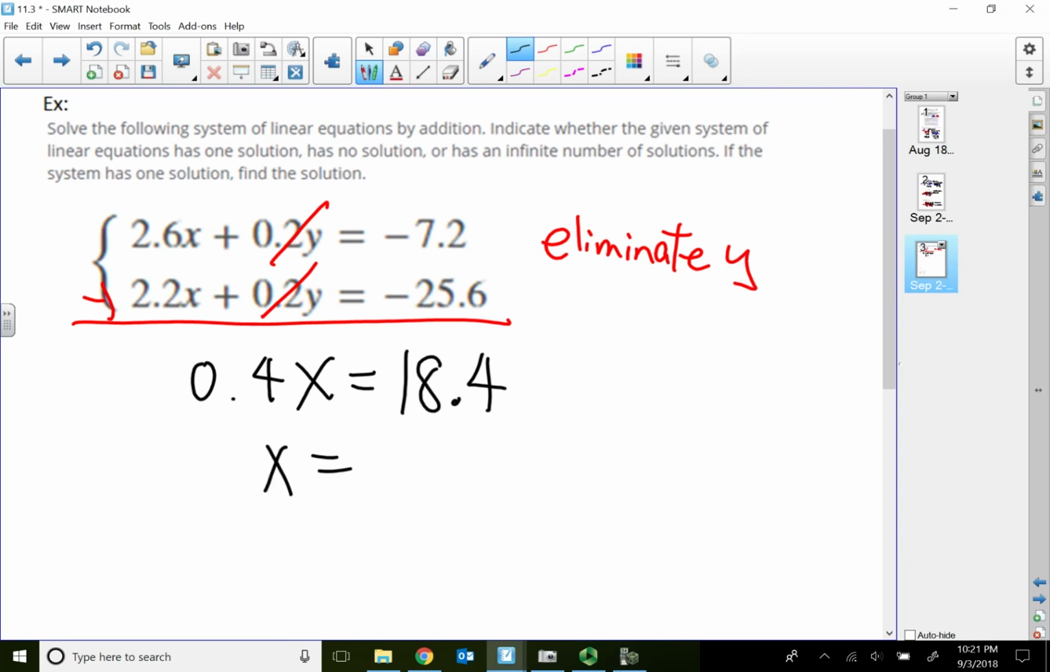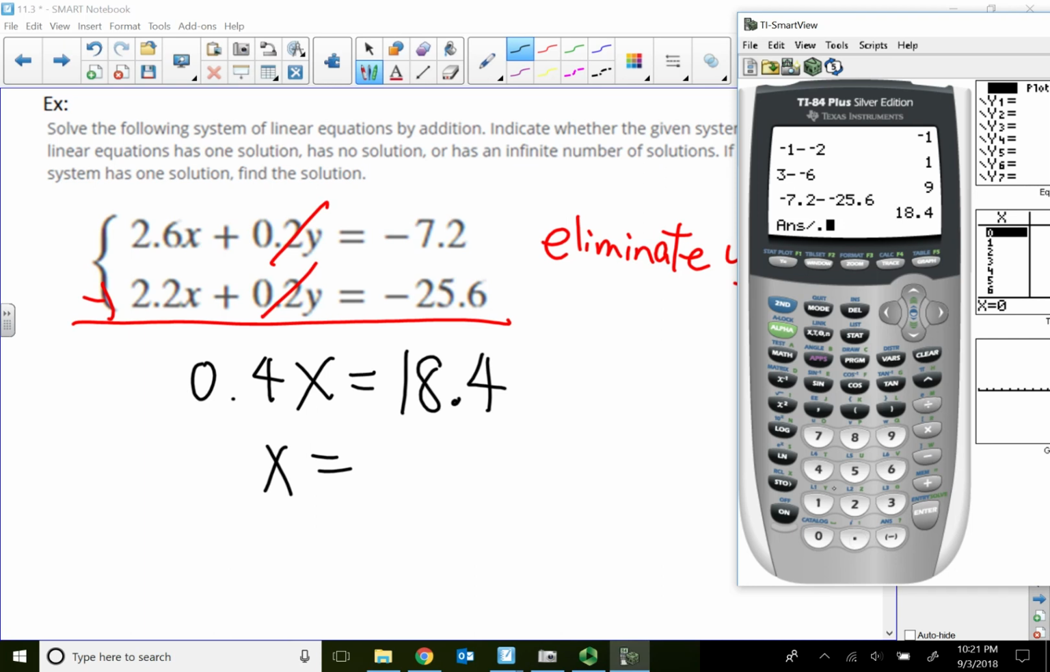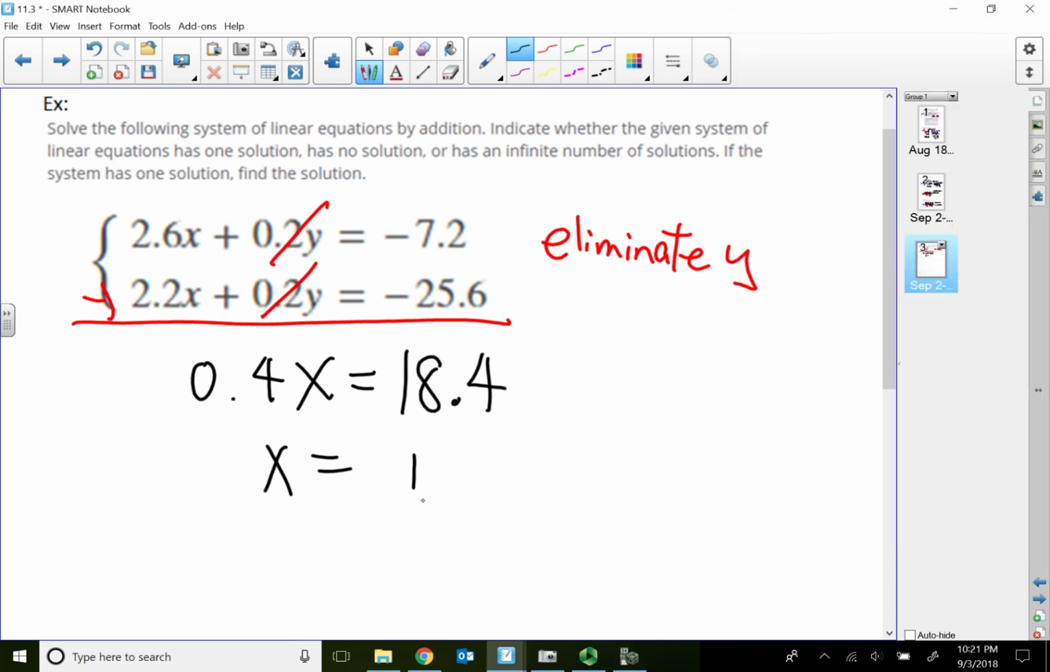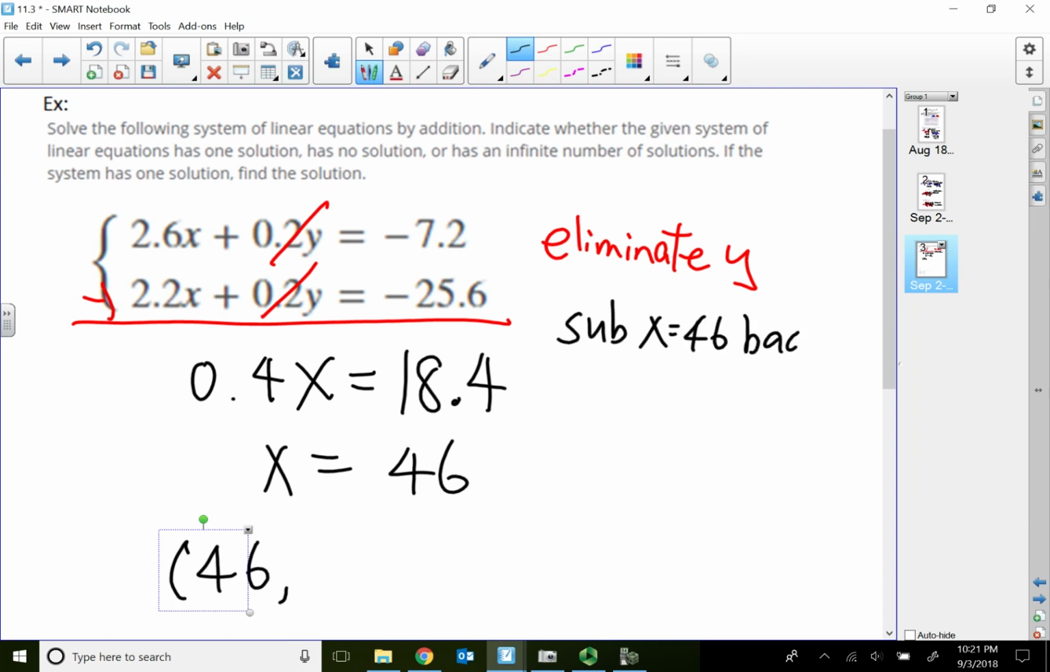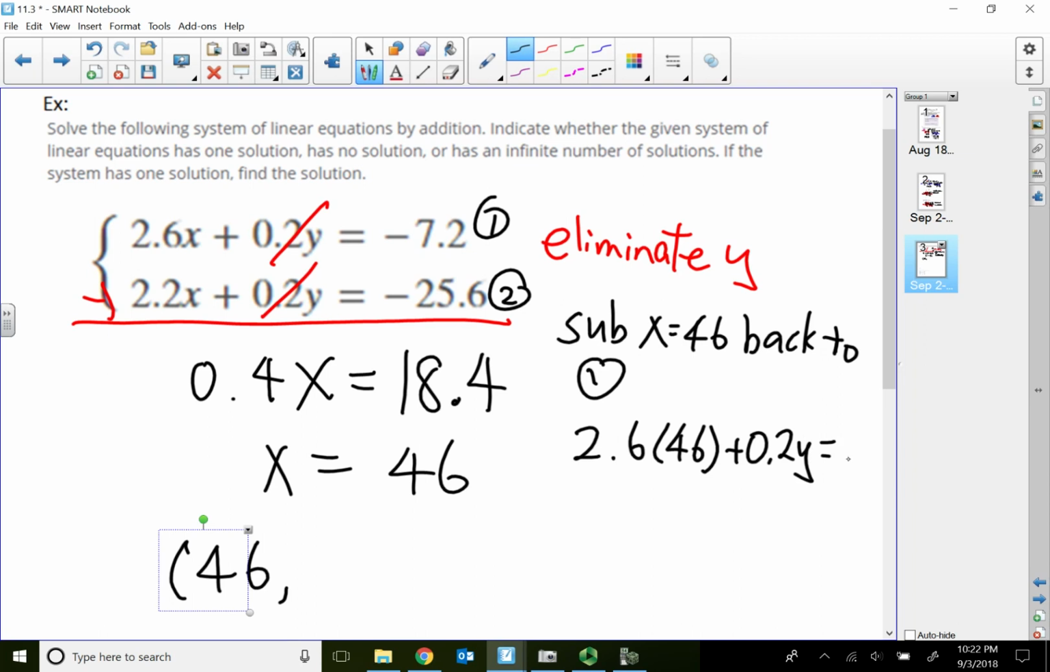Divide both sides by 0.4. My answer, 46. So my x is 46. Let's sub x equal to 46 back into one of the equations. Which one looks easier? I'm going to pick the first one, because it has a smaller number on the right side of the equal sign. Substitute back into the first equation, so that will be 2.6 times 46 plus 0.2y equal to negative 7.2.